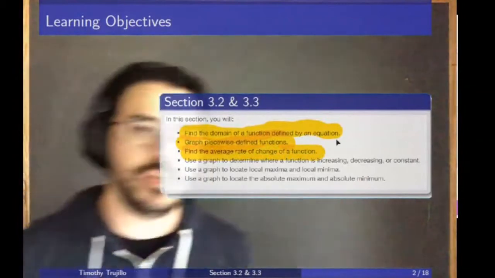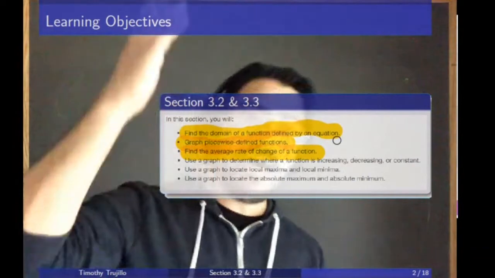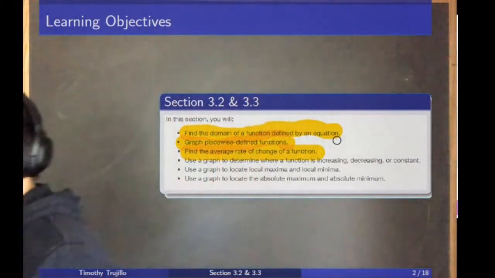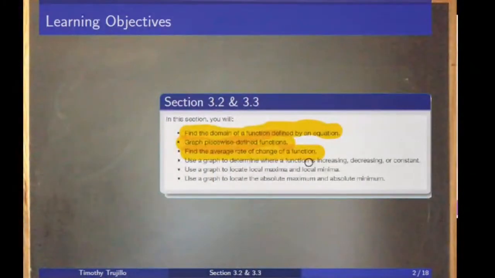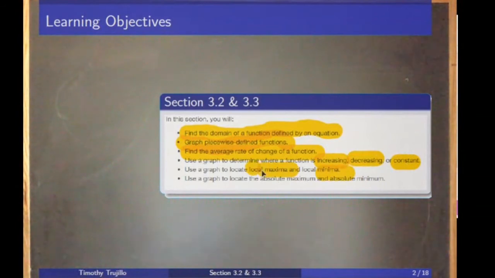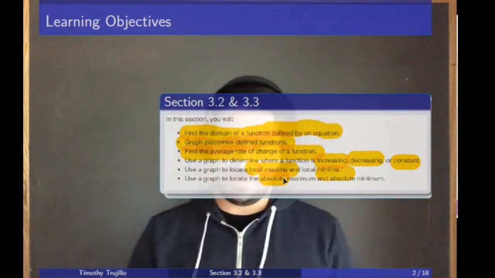The average rate of change is sort of a measure of how much change is happening. Is the function going up? Is it going down? And by how much? And we'll use the idea of slope and the average rate of change to define that. And leading to those, we'll introduce the idea of increasing and decreasing and what it means for a function to be constant. And that'll nicely lead into the notion of maxima and minima and the difference between local and absolute. So we'll be introducing those last two at the end of the video.